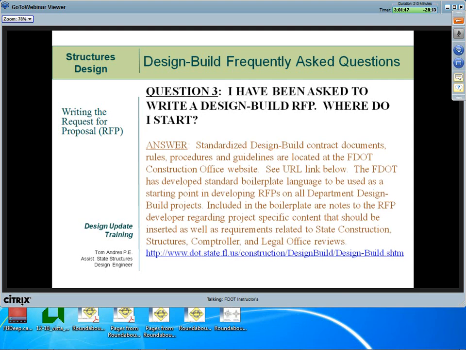The FDOT has developed standard boilerplate language to be used as a starting point. Included in the boilerplate are notes to the RFP developer regarding project-specific content that should be inserted, as well as the requirements related to RFP reviews. And that's kind of specific to the scope of the job. But that direction is in the boilerplate.